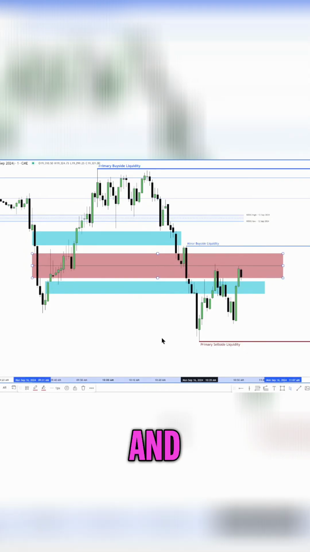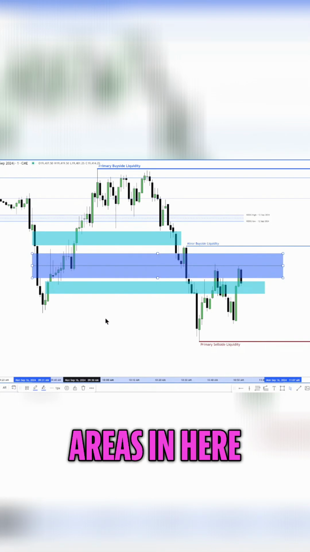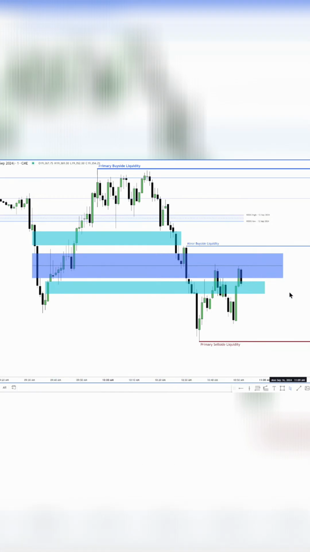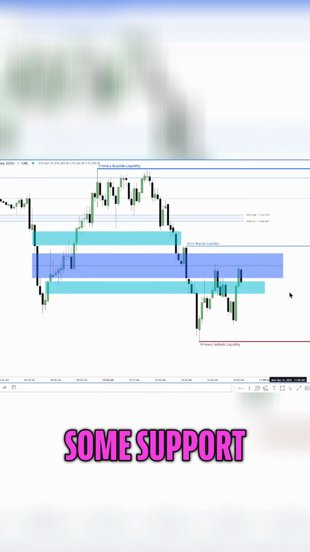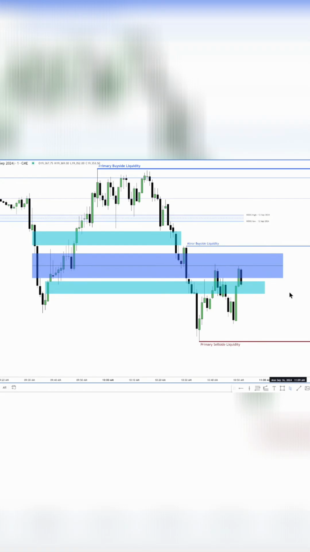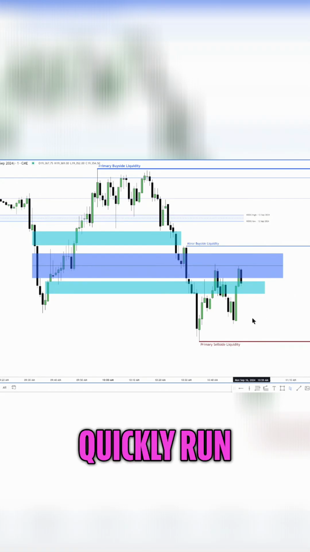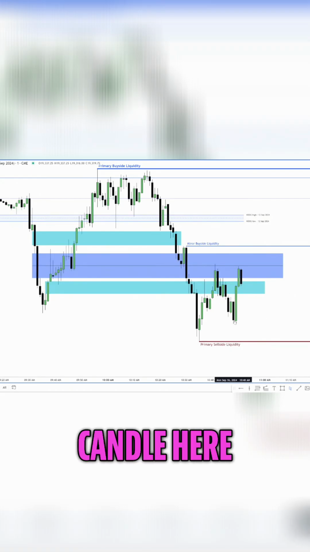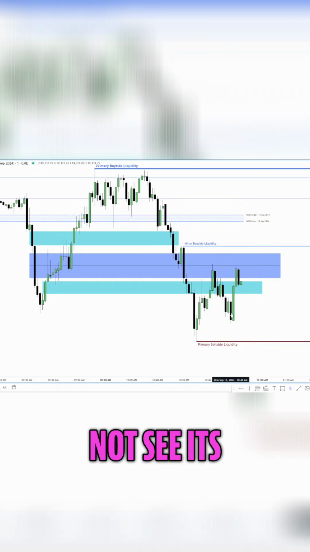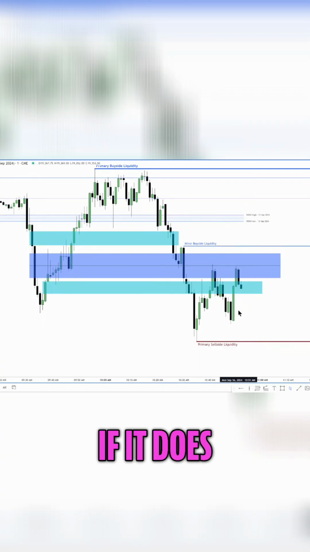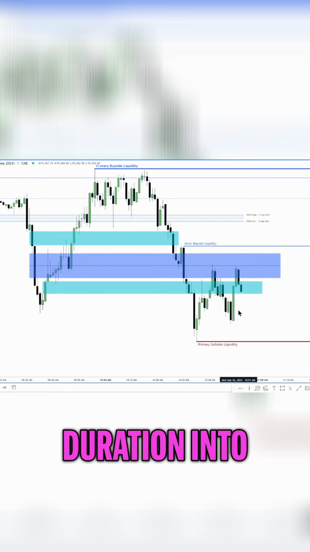And both of these areas in here, I'm going to watch to see if they can find some support at them or inside of them. Or if we quickly run into this down close candle here, this down close candle should not see its halfway point or mean threshold traded to. If it does, it's not good, and that means that most likely we're probably going to go lower and probably trade lower for the duration into the lunch hours.